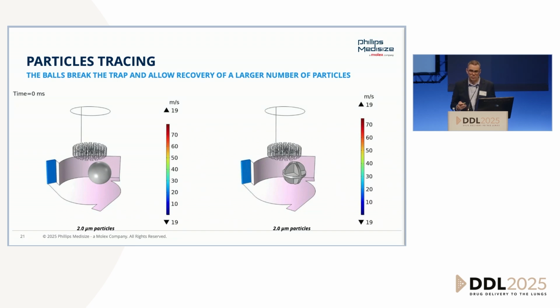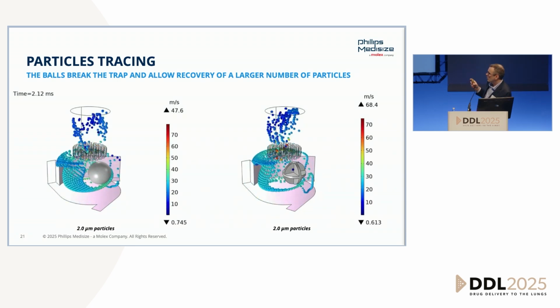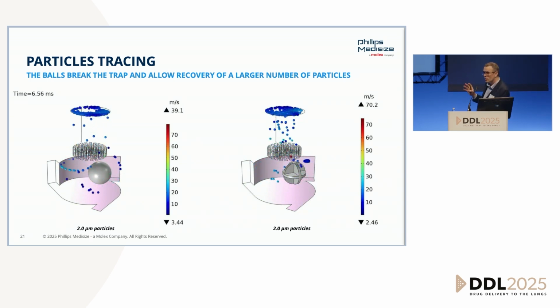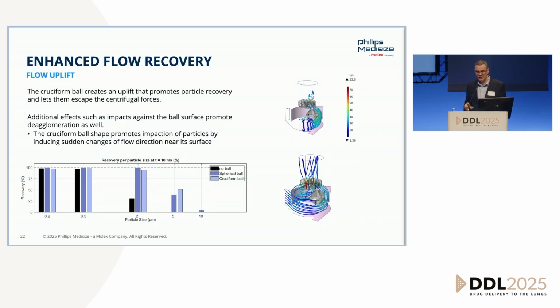Now we'll introduce balls, and we will see what the effect is. What you can see is that the uplift we've seen in velocities creates a scooping effect that deflects the particles towards the mouthpiece. And this is important because we've seen in high-speed imaging some mechanisms that explain the deagglomeration, but this tells you that this deagglomeration works, but the ball also helps with the particle recovery, which is good for your FPD.